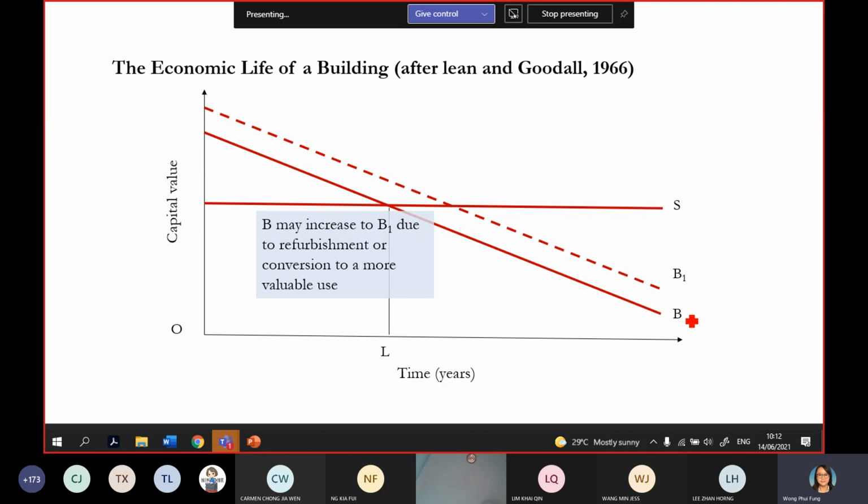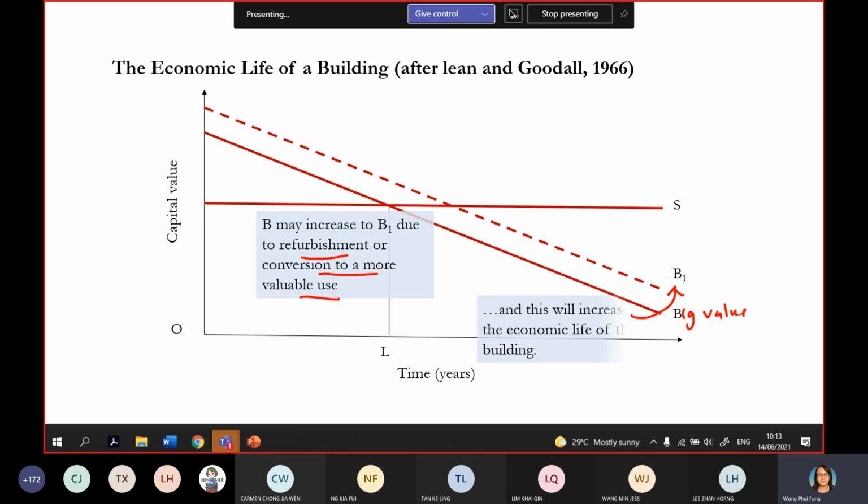Another scenario is your building value. Your building value will increase due to refurbishment, conversion to a more valuable use, meaning that if you maintain your building very well, say for example, every year you do the painting, you check the services, plumbing, equipment, whether okay or not. You try to maintain your building in a good shape. So in that sense, your building value will increase, correct or not? So as a result, this will increase the economic life of the building.